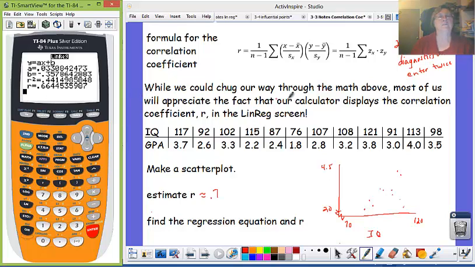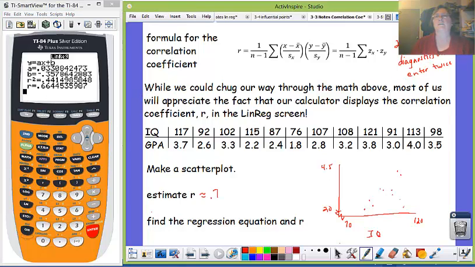If your R is not showing up, I want to circle this on my screen. You can find that function to show R and turn it on this way. Second and 0, which is your catalog of functions. Look for diagnostics on and hit enter twice. After that, you should get it every time.